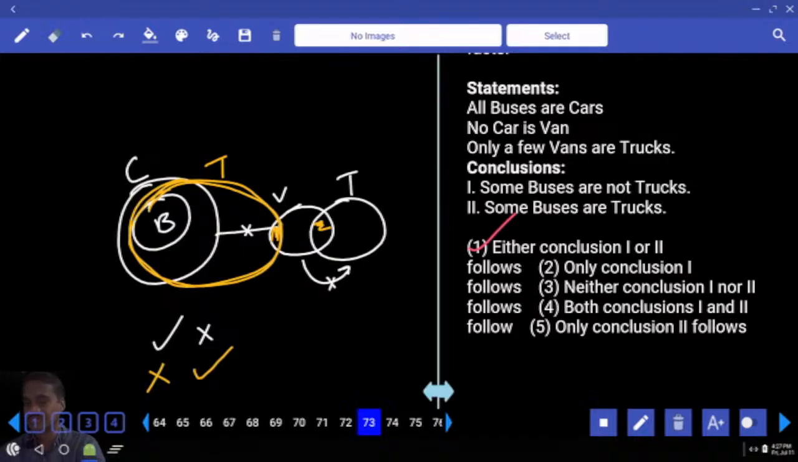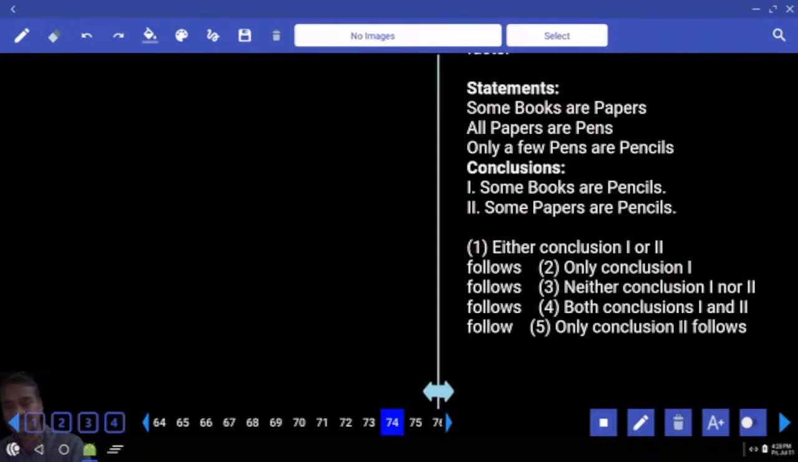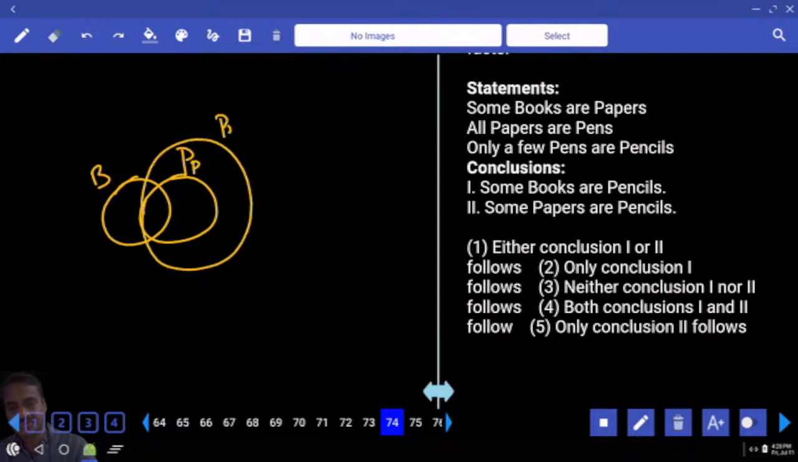The next one, 74. Now in this 74, some books are papers. Some of the books are papers can be drawn like this, book and paper. And next, all these papers are what? Pens. Now this entire paper is a part of pen. And only a few pens are pencils. Some pens are pencils, but not all. The entire pen cannot be part of pencil. Then some books are pencils, that is false. Some papers are pencils, that is also false. Then what is your answer? Neither one nor two, choice 3.